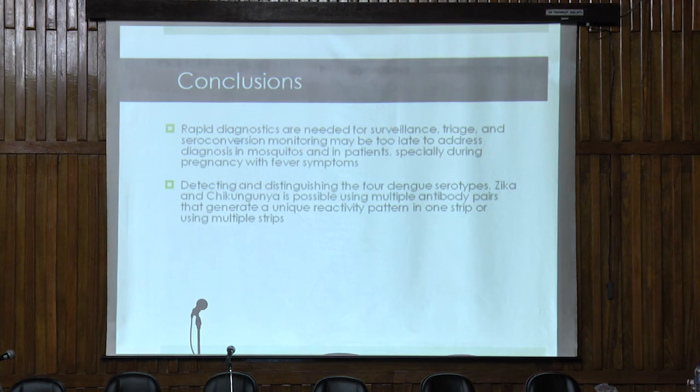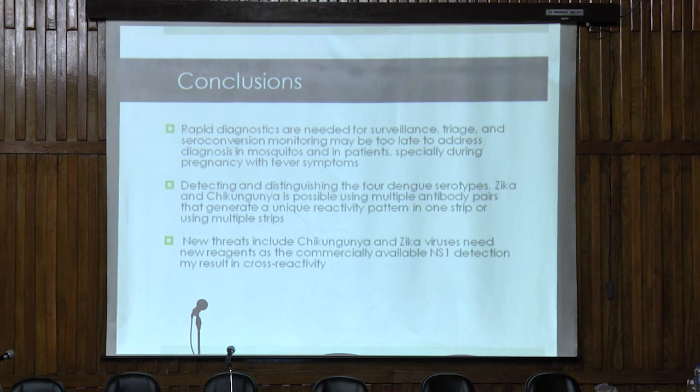If NIH really disperses the funding, and they will and they should, we will have more and more antibodies available for testing. So these are new threats. It's not going to be the last one, but it's definitely a very important one. And it's not Zika alone anymore. It's dengue, Zika, and chikungunya. Okay, and we must make sure we don't run into the problem of cross-reactivity, so we hope to address it, and we did. And I thank you for your attention.